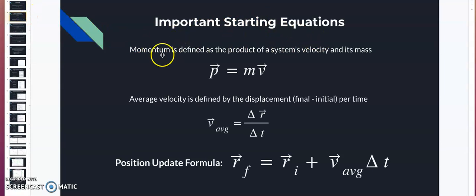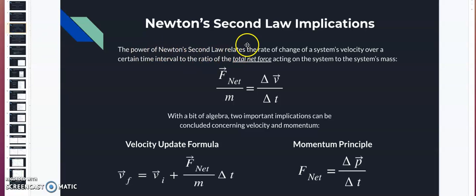So a few important starting equations. Momentum is defined as the product of a system's velocity and its mass, shown here in vector form. The average velocity is defined by the displacement per time, shown here, and with some algebraic manipulation we can get this position update formula, which we'll use in the model. So the power of Newton's second law is that it relates the rate of change of a system's velocity over a certain time interval to the ratio of the total net force acting on the system to the system's mass. With some algebra, we can get a few important implications: the velocity update formula, which we use in the model, and the momentum principle, which we saw earlier.